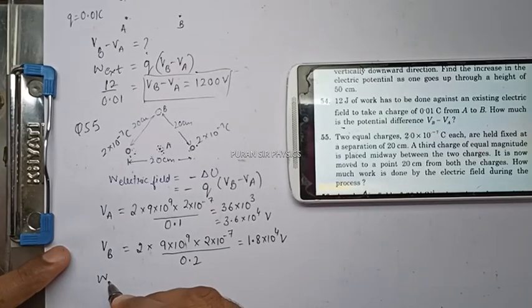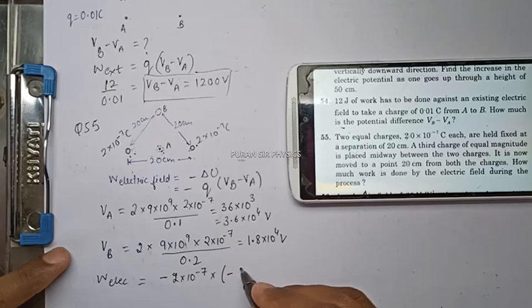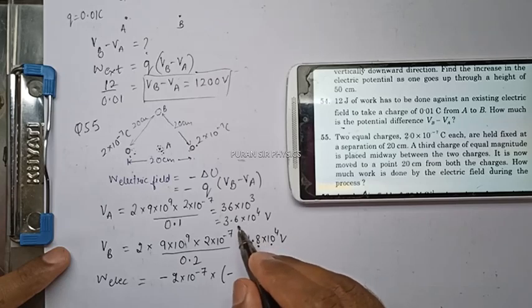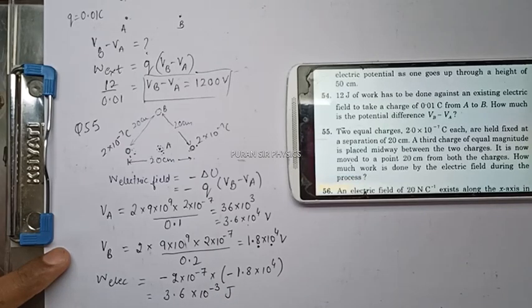So work done by electric field will be minus 2 into 10 raised to power minus 7 into (1.8 into 10 raised to the power 4 minus 3.6 into 10 raised to the power 4). It will be minus 1.8 into 10 raised to the power 4. So it comes out to be 3.6 into 10 raised to the power minus 3 joules. So this is the answer of question number 55.